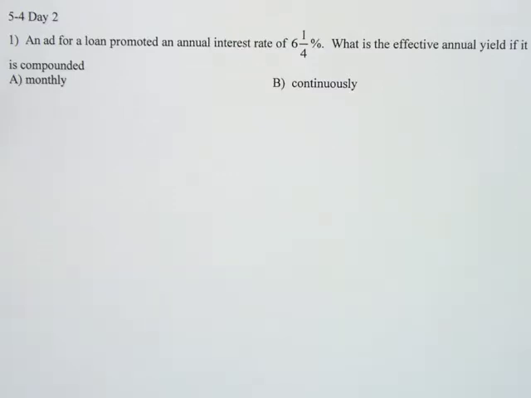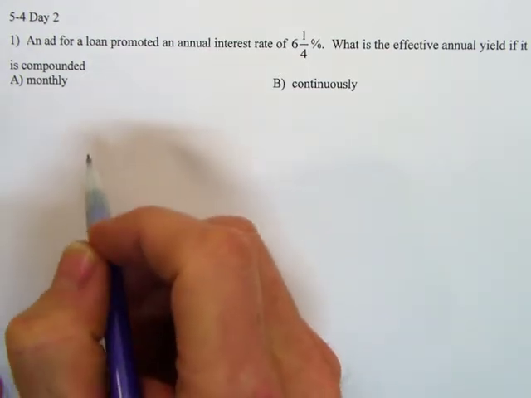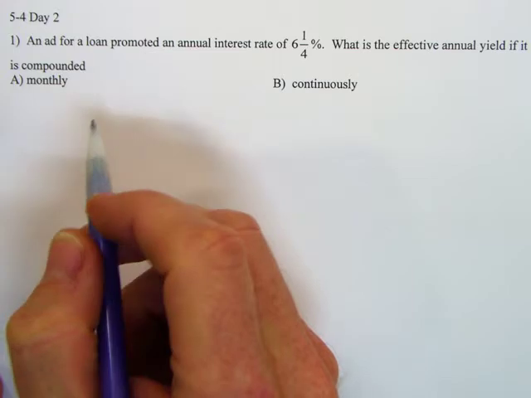An ad for a loan promoted an annual interest rate of 6.25%. What is the effective annual yield if it is compounded monthly? And we'll also repeat it for continuously. Now, to do this problem, we've already dealt with effective annual yield.